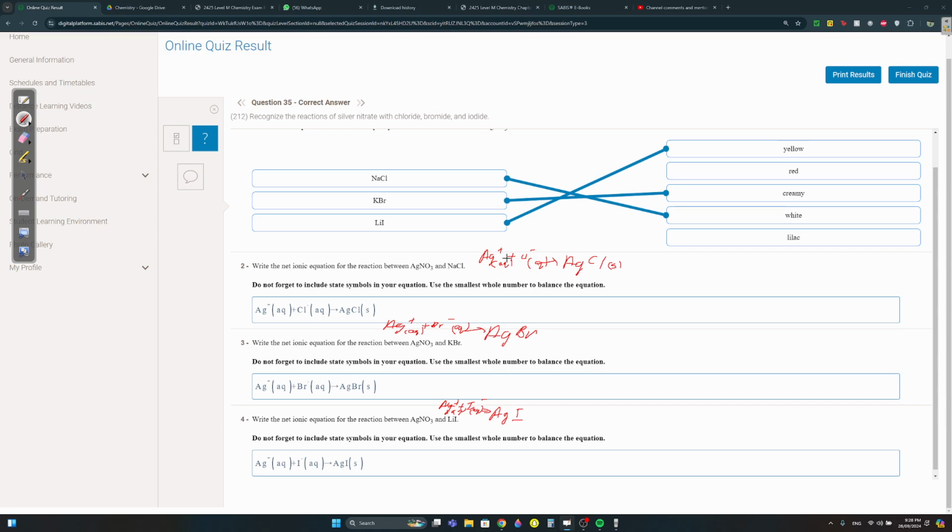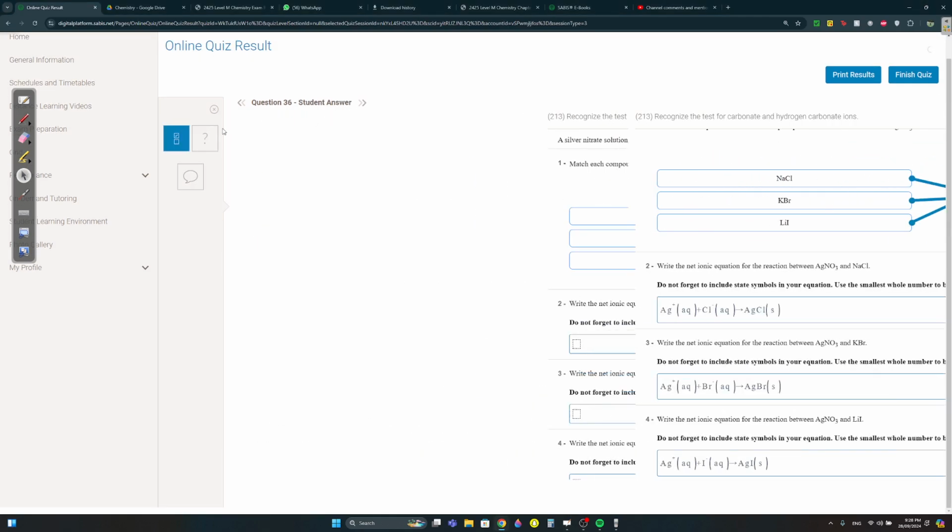Ag plus is very famous, everybody should know it. And then Cl, Br, and I, they're always minus. They're in group 7, so they're going to be minus.